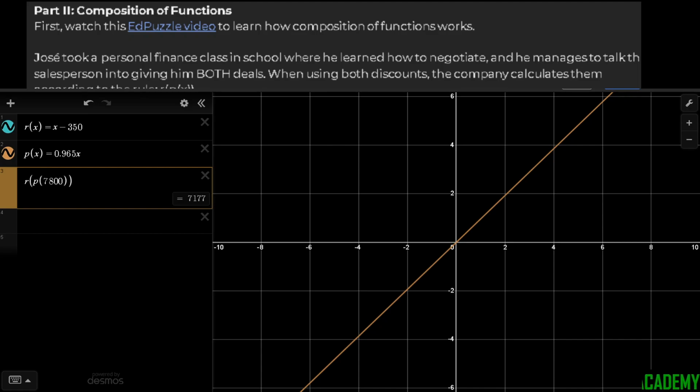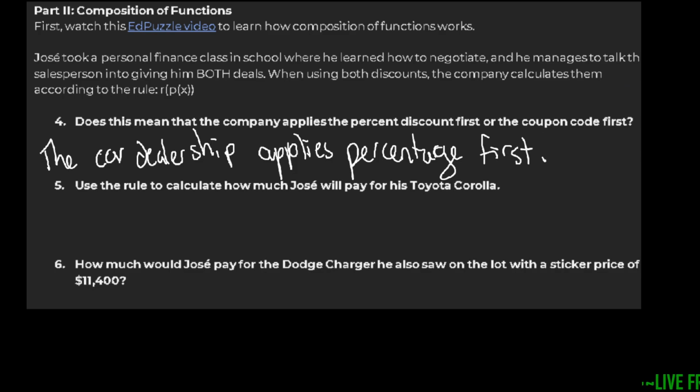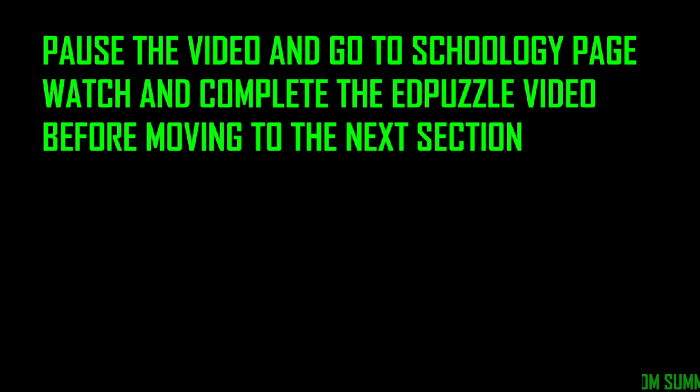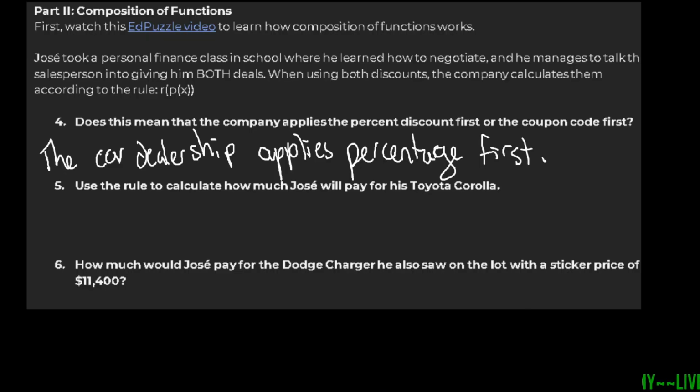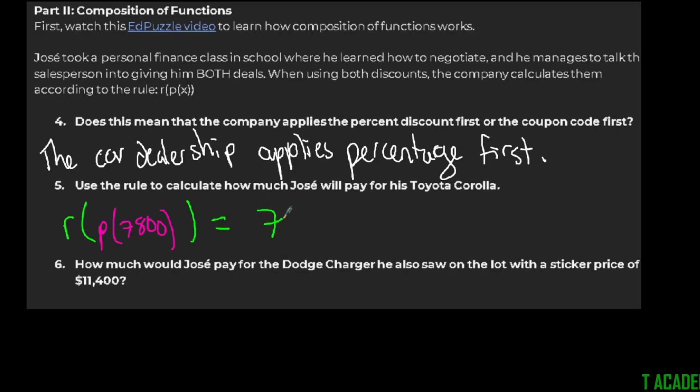So let me hide this real quick and let me write down what I'm saying. What did we do? We did green for R and pink for P. So green for R. I'm going to say R of P of 7,800. Notice how it's two functions inside of each other, and so that's going to be equal to, what was our total? $7,177.